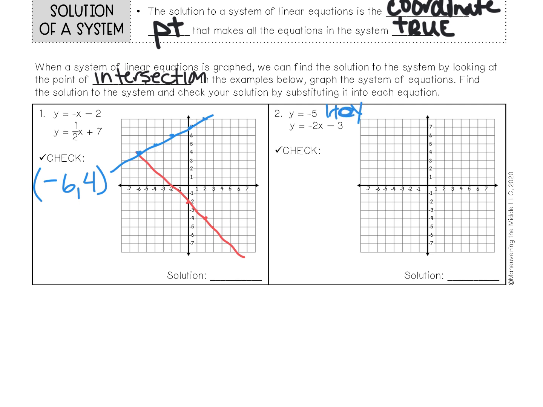On number 2, remember we talked about this is a horizontal line: y equals. So when we graph the second one, we're at negative 3, going down 1 over 1. There, in fact, is our solution, 1, negative 5, because we're just looking for that intersection.